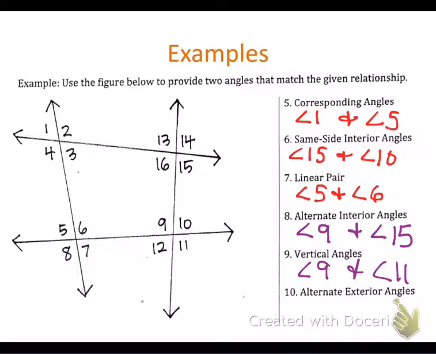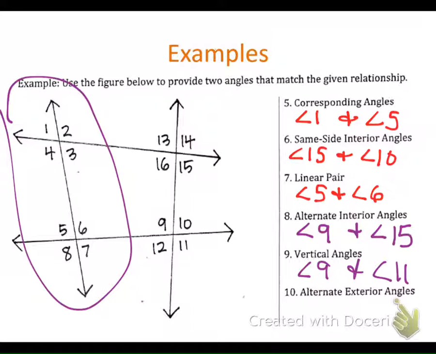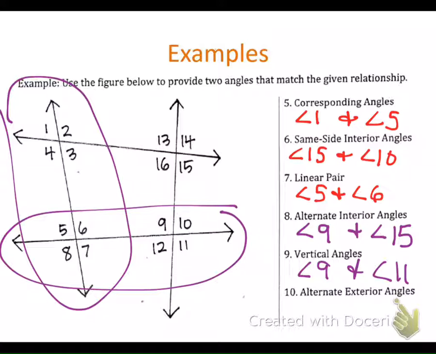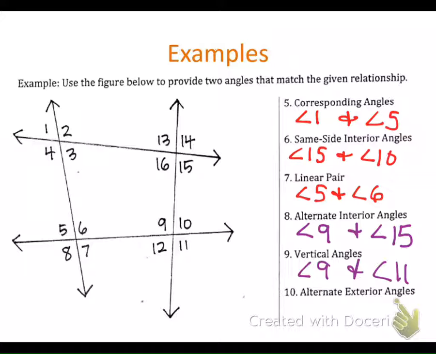Okay, alternate exterior. I like what you're doing here, but they have to share a common transversal, so we need to look at these two, these two, or these two. 1 and 7 would work.